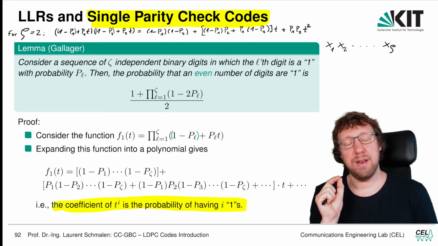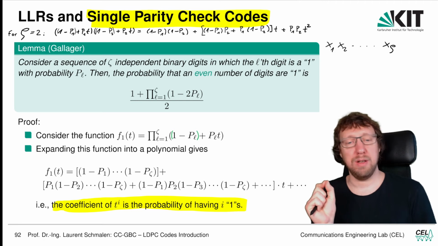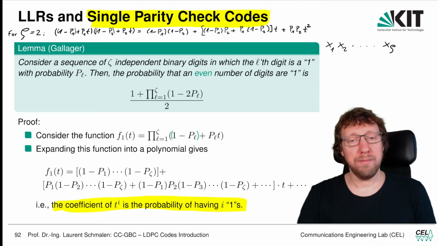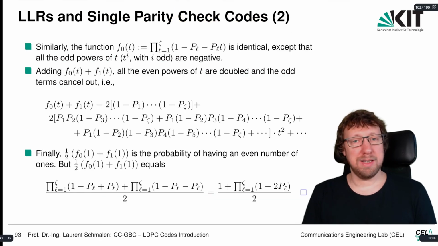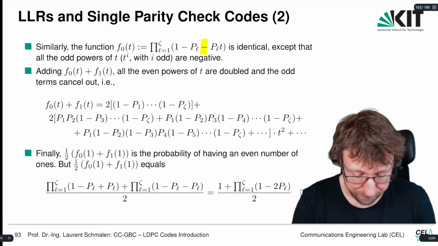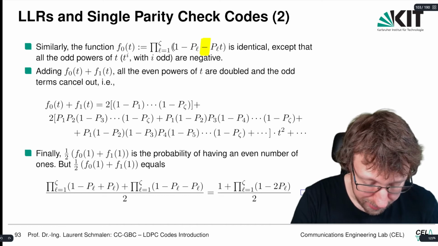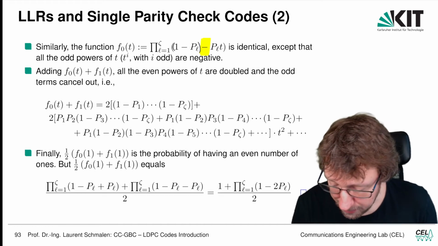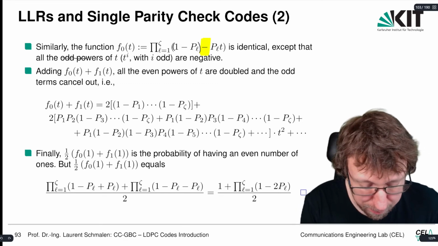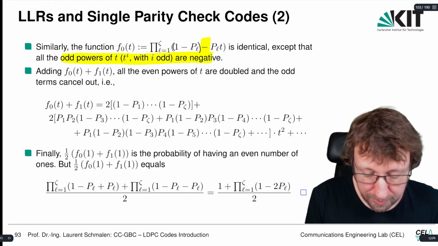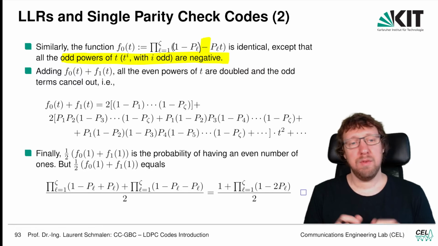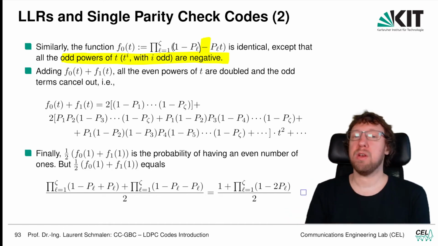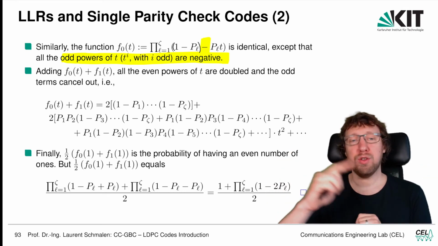Now we want the probability that we have an even number of ones. So we need to get rid of the odd exponents somehow. How do we do this? Well, we look at a similar function, but we put a minus here. Then the odd powers of t become negative. Just because of this minus, the function is identical, but the odd powers of t^i become negative. So now what happens if we add f0 plus f1? We essentially double the even powers because they are accounted for twice in this sum, but the odd terms will cancel out.